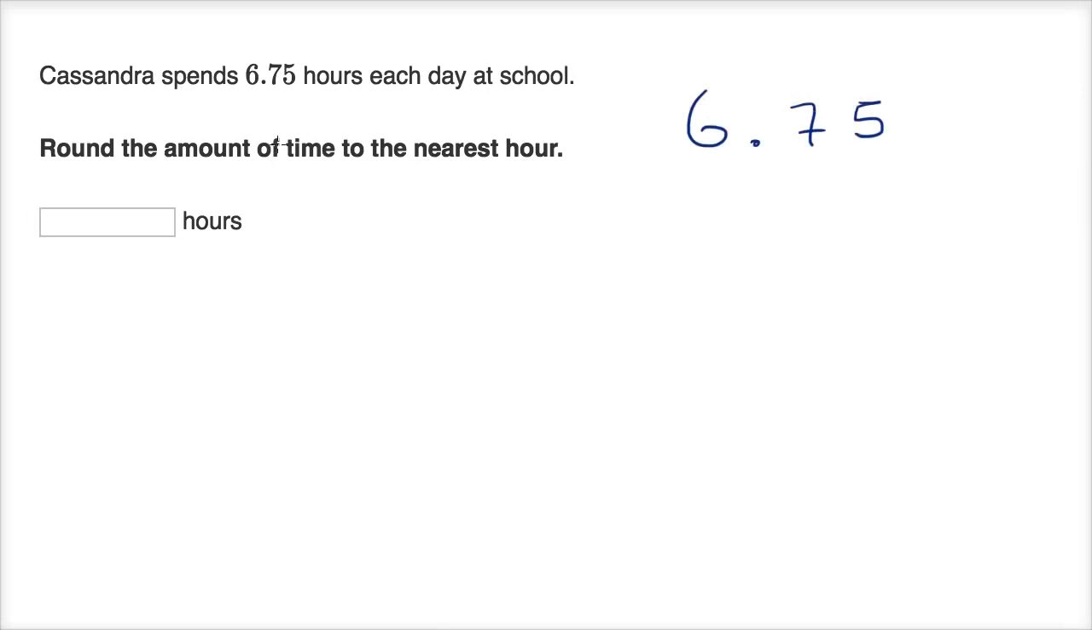You might be a little confused because they're not saying round it to the nearest tenth or hundredth or 1 or 10 or 100. They're saying to the nearest hour. But in this case, the hour is the ones place. So if we're going to round to the nearest hour, this is another way of saying round to the nearest 1. We go one place to the right. We look at the tenths place. If it's 5 or larger, we round up. Well, 7 is 5 or larger, so we round up to the next hour, which is going to be 7.